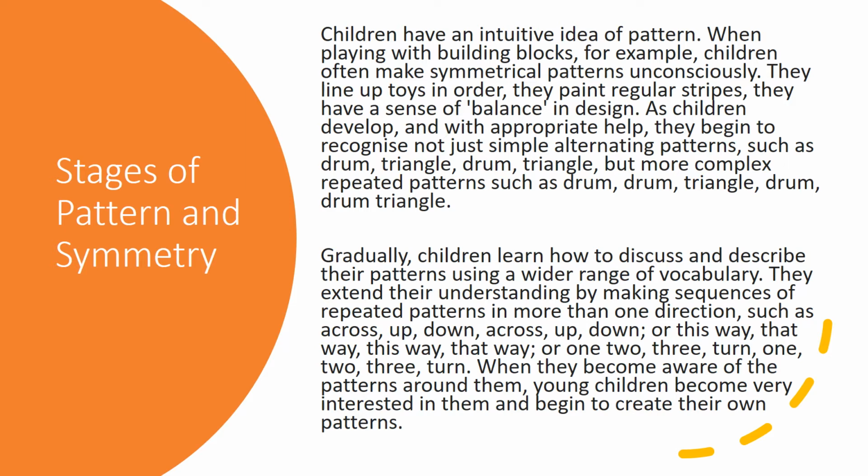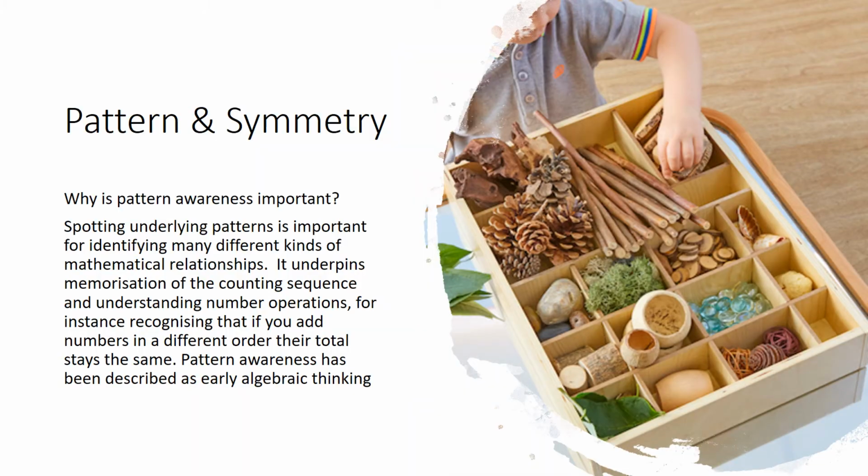Gradually, children learn how to discuss and describe their patterns using a wide range of vocabulary. They extend their understanding by making sequences of repeated patterns in more than one direction, such as across, up, down, or this way, that way, this way, that way, or 1, 2, 3, turn, 1, 2, 3, turn. When they become aware of the patterns around them, young children become very interested in them and begin to create their own patterns.